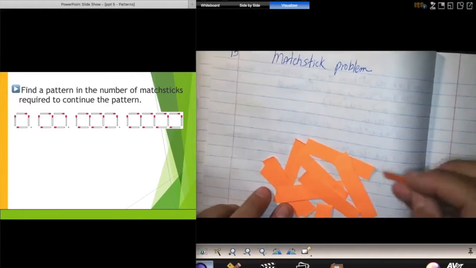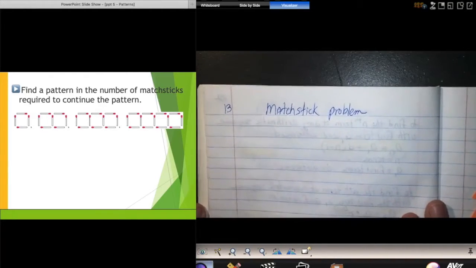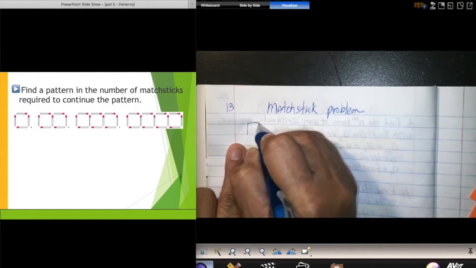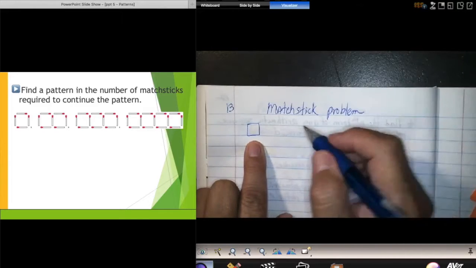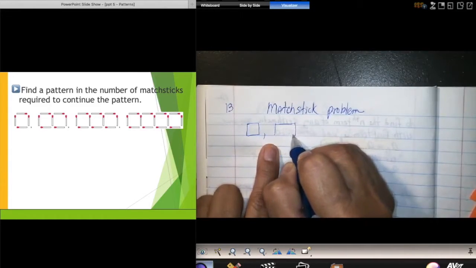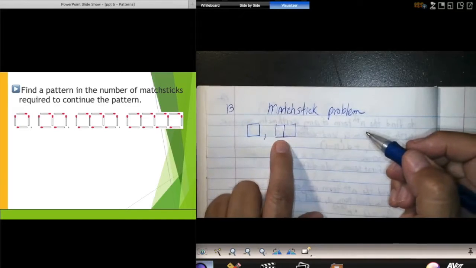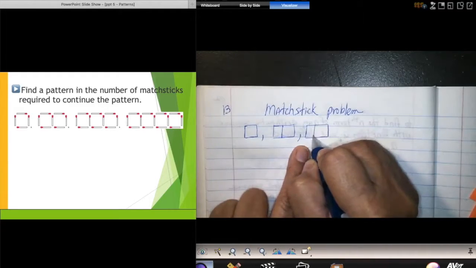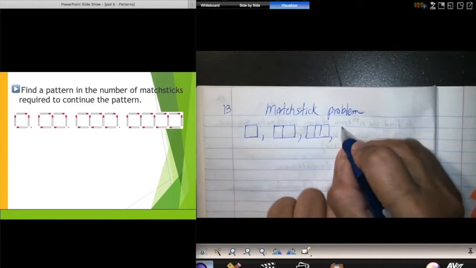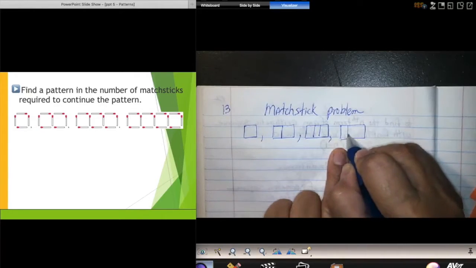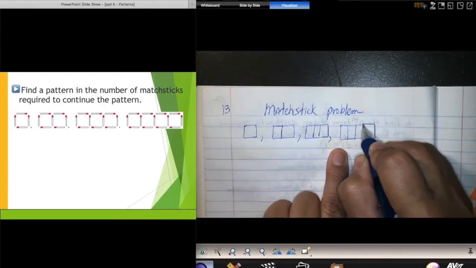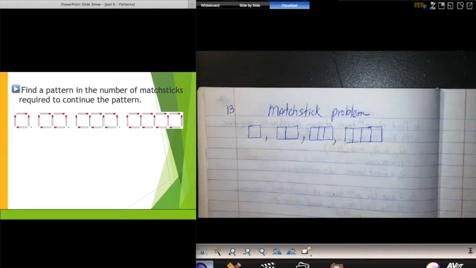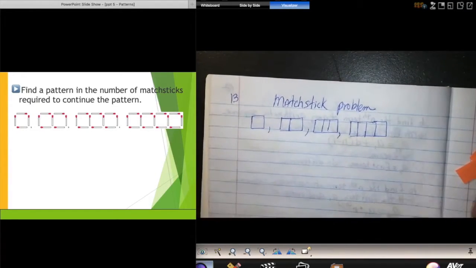Okay, so what we're going to do is develop this pattern. Now let's draw the way it is there. I have a square, or four-sided figure, here. Then I have two squares that are attached by a common side. And then we have 3 and 4. Okay. So let's count how many matchsticks it would take to create this pattern.